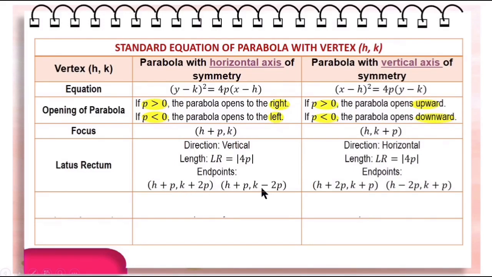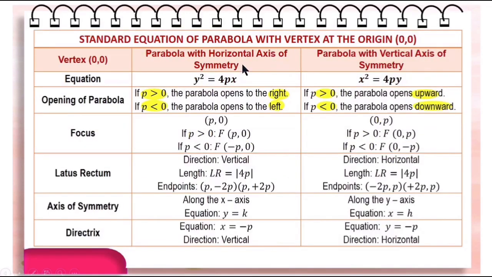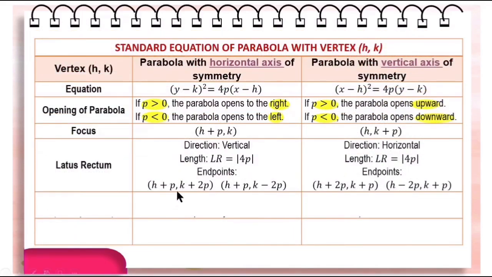But the endpoints, nadagdagan lang ng h at k. Dito, kung ang vertex ay nasa origin, ito ang endpoints. Pag right or left, nauuna ang p bago 2p. Same pa rin dito. Nauuna pa rin ang p bago 2p, but this time, since the vertex is not on the origin, we add or subtract h and k. Same dito. Pag upward or downward, nauuna naman ang 2p bago ang p, but we now add or subtract these values sa h or k.